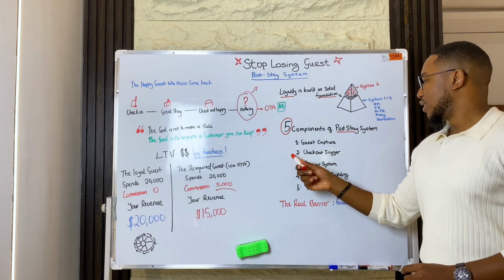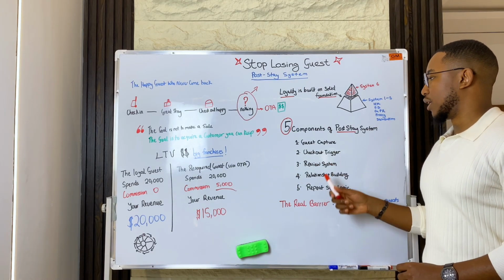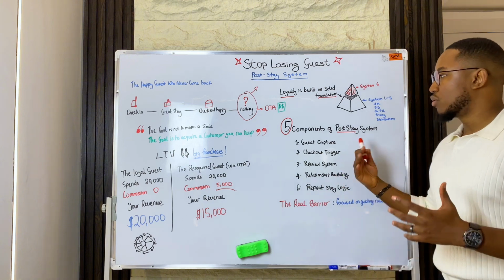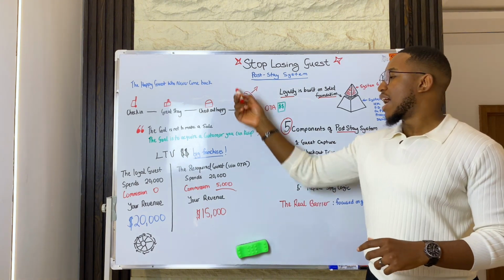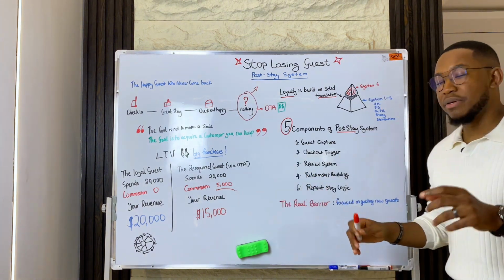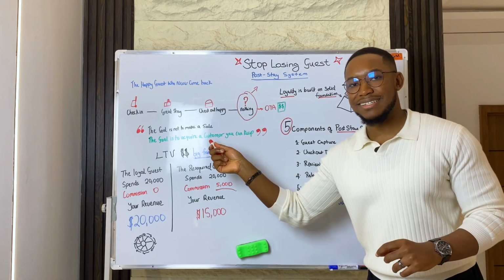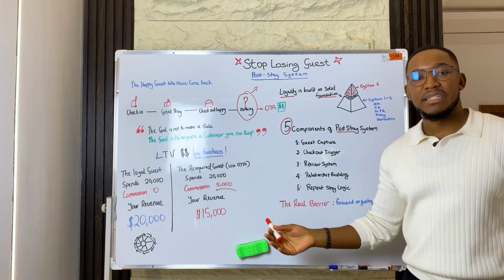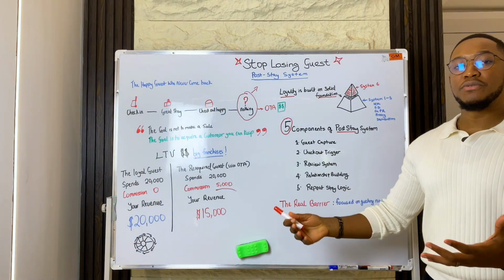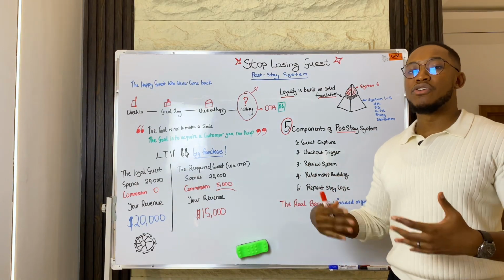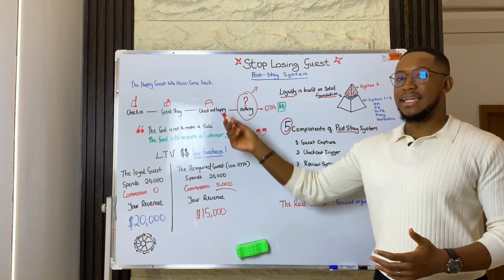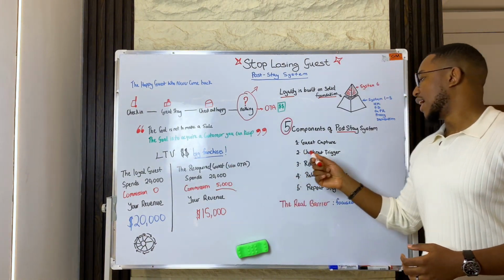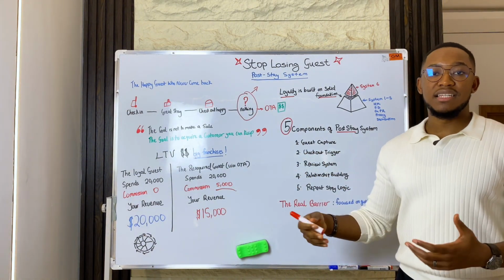The second component here is the checkout trigger. What this simply means is that most hotel owners treat checkout as the finish line. No, it shouldn't be. It should trigger a new system. And what that system could look like is simple. You want to send a thank you message. You want to send a message to get reviews. You want to give them an offer or show them how to book with you direct again. That is what a checkout trigger system looks like.